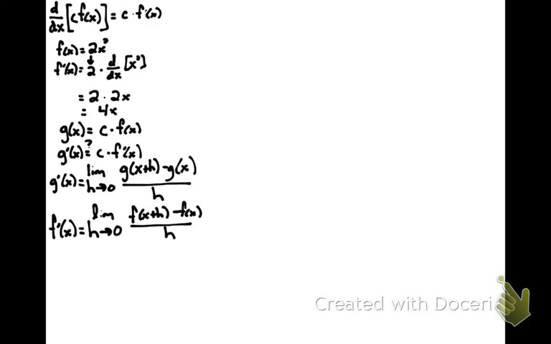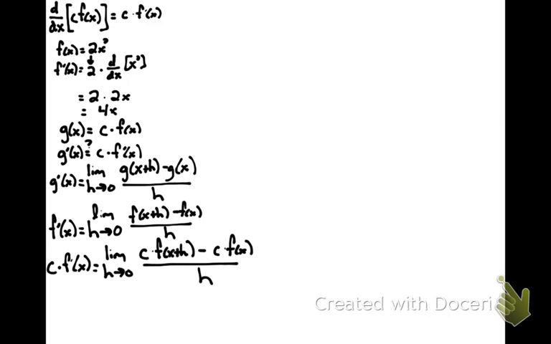Now, if we were to take the constant c and multiply it by both sides of this expression, then we would have the limit as h goes to 0 of our constant times f of x plus h minus the constant times f of x all over h. But c times f of x plus h minus c times f of x is equal to g of x plus h minus g of x. So this must be equal to the limit as h goes to 0 of g of x plus h minus g of x all over h. So we've proved the rule.